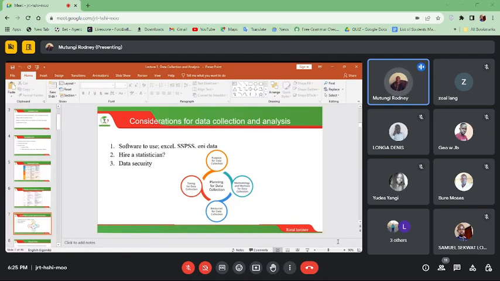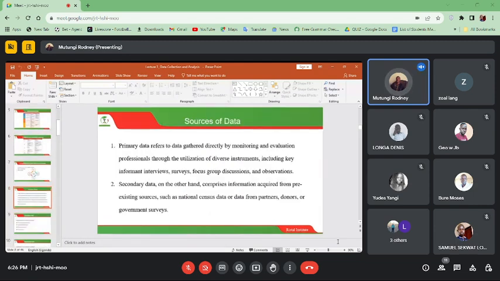Before you even do the data collection, you need to know the software you're going to use, whether you need to hire a statistician or not, and the data security. Okay, so you need to make a plan before you even do the data collection itself.